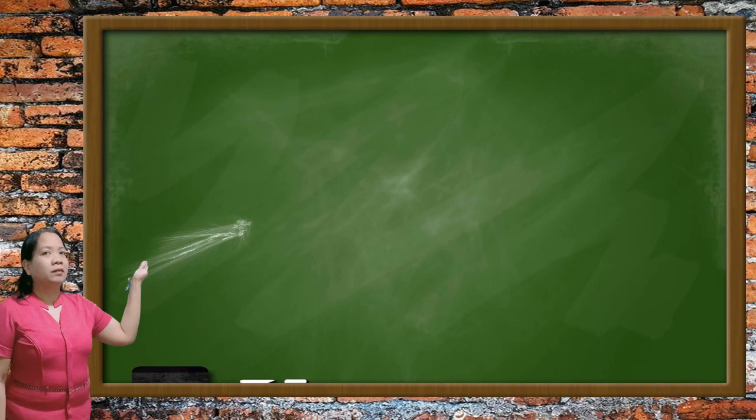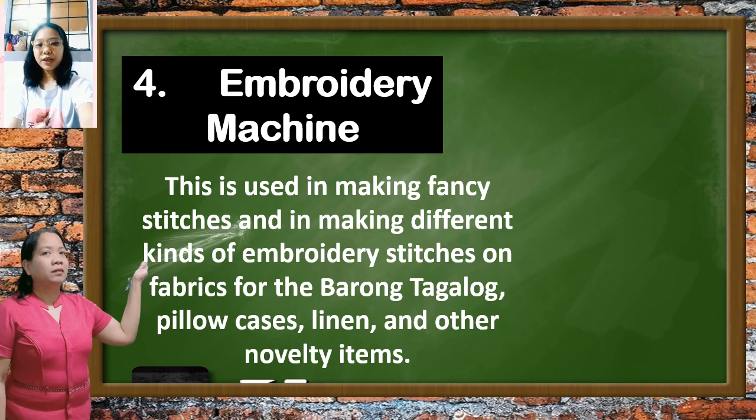Ang next machine naman natin, ang bahalang maglagay ng design or decoration sa ating mga tela. Ano kayang sewing machine ito? Yes, Diane? Embroidery machine. This is used for making fancy stitches and in making different kinds of embroidery stitches on fabric for the Barong Tagalog, pillowcase, linen, and other novelty items.